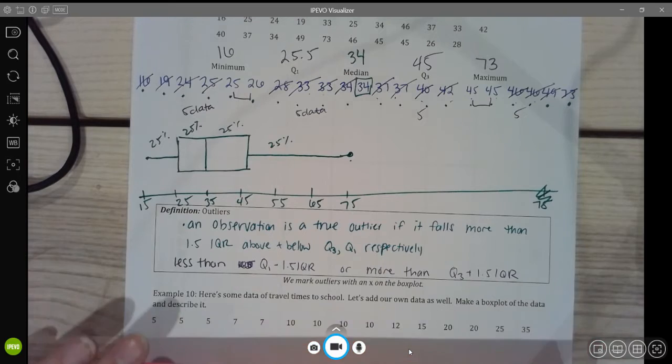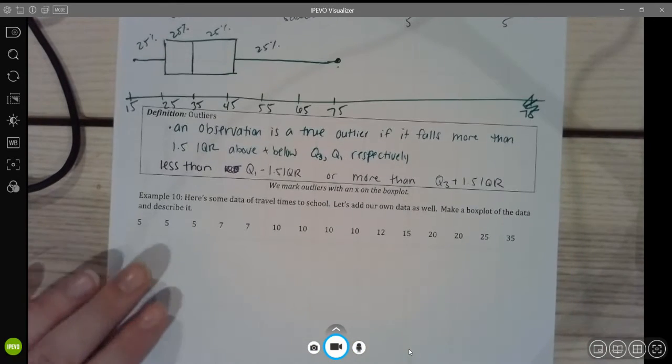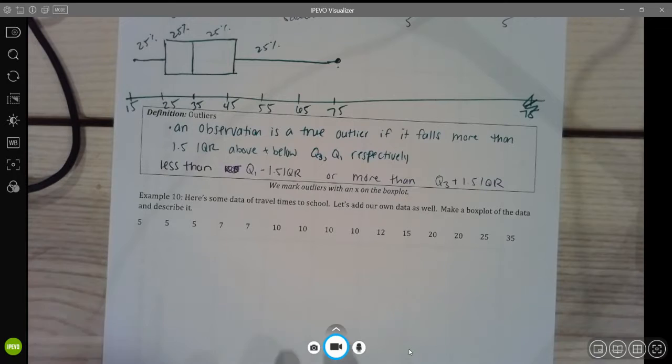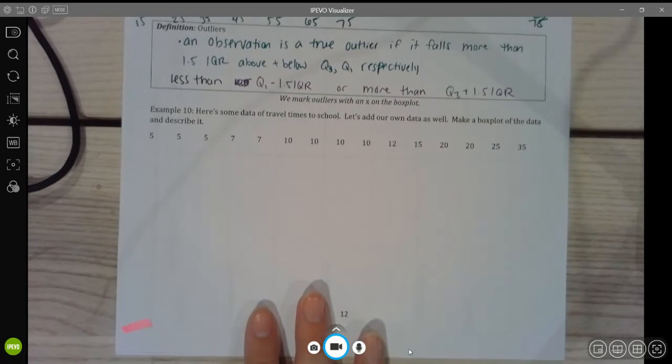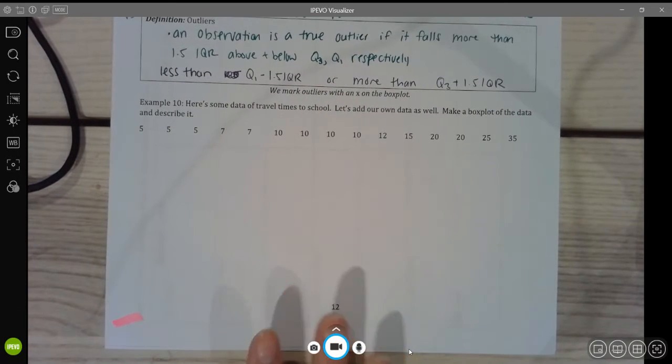Okay, so let's look at this next example. It's the last one we're going to do today. And we're not going to add our own data today. So let's just look at these travel times that it takes to get to school. And I'm going to make a box plot. So actually what I want you to do is see if you can use what we did in the last example about Barry Bonds and find at least the 5-number summary. And then we'll talk about making the box plot and so on and so forth. Okay, so pause the video and go ahead and do that.